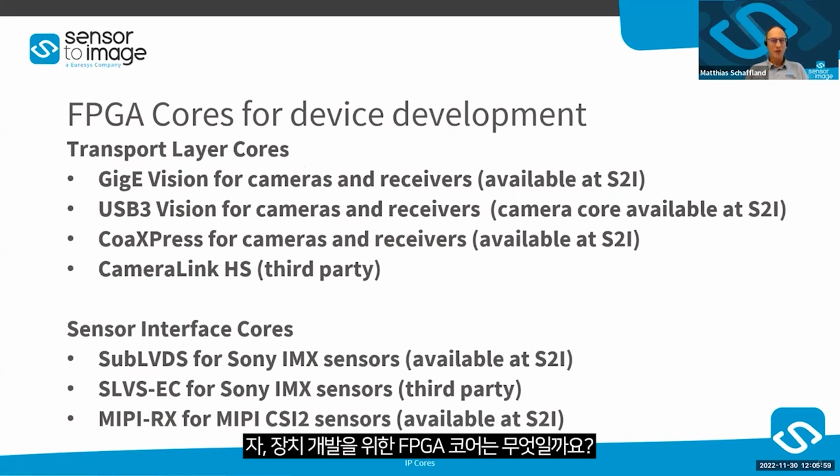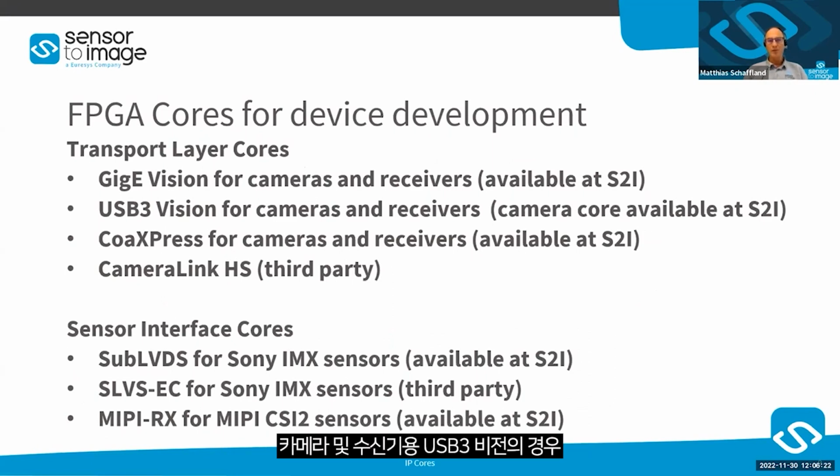Okay, what FPGA cores for device development? A device could typically be a camera, but could also be an embedded receiver. Here we have GigE Vision for cameras and receivers, which is available at Sensor to Image in the current version. GigE Vision currently has version 2.2.